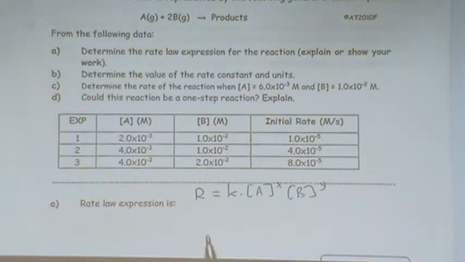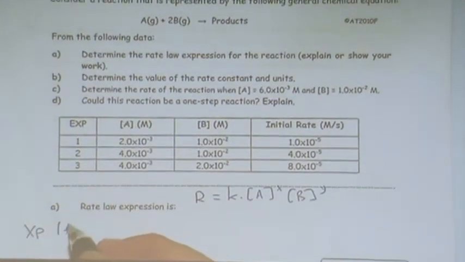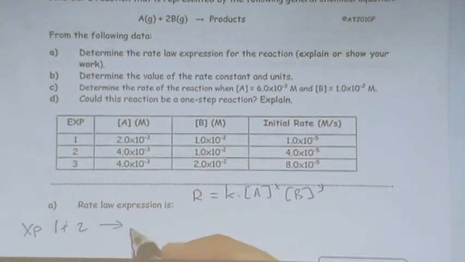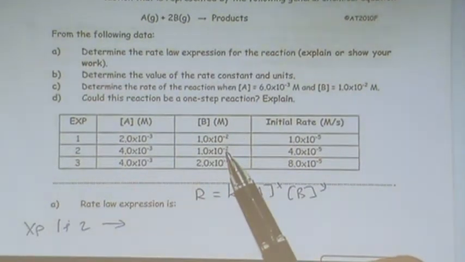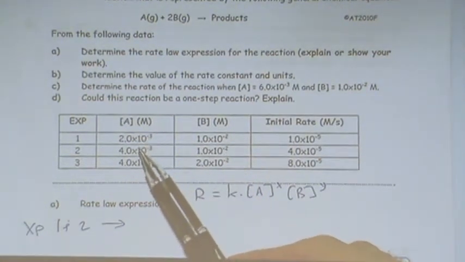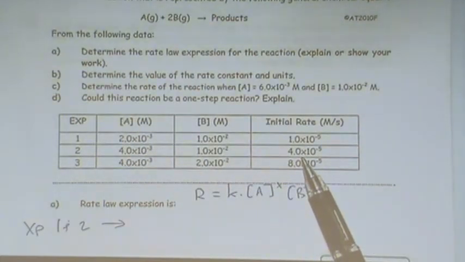So you look at the table and you try to find two experiments where the concentration of one of the two is constant. That way we can see what happens to the rate by changing the concentration of the other one, right? So if you look at experiments 1 and 2, what does it tell you? You have the same concentration of B, but you change the concentration of A. So when you double the concentration of A, what happens to the rate? It becomes 4 times.